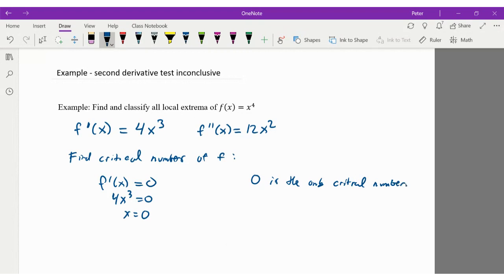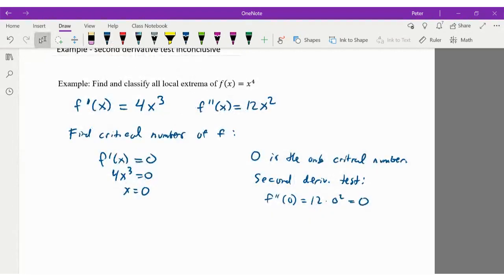Okay, so what we can do is try to apply the second derivative test. So f double prime of 0, which is 12 times 0 squared, is 0. Well, if you recall, when the second derivative is 0, the test is inconclusive. That doesn't mean it's neither a local min nor a local max. It just means the second derivative test doesn't tell you the answer. So the only thing you can really do in this case is go back to the first derivative test.